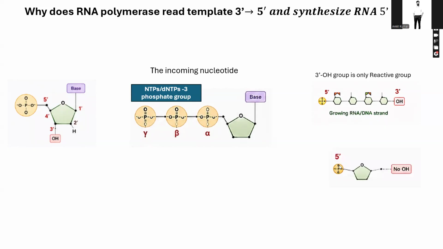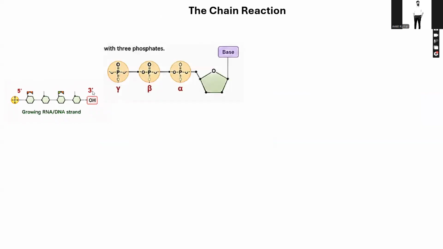And the 5' phosphate group is not that reactive. Okay, so there is a chain reaction that happens over here. You can see that there will be a growing strand of DNA from 5 prime to 3 prime, because we have seen that the phosphodiester bond is formed between the alcoholic group and the phosphate group. At the 3 prime end there is a reactive alcoholic group. Now this alcoholic group will attack the oxygen of the gamma phosphate group.